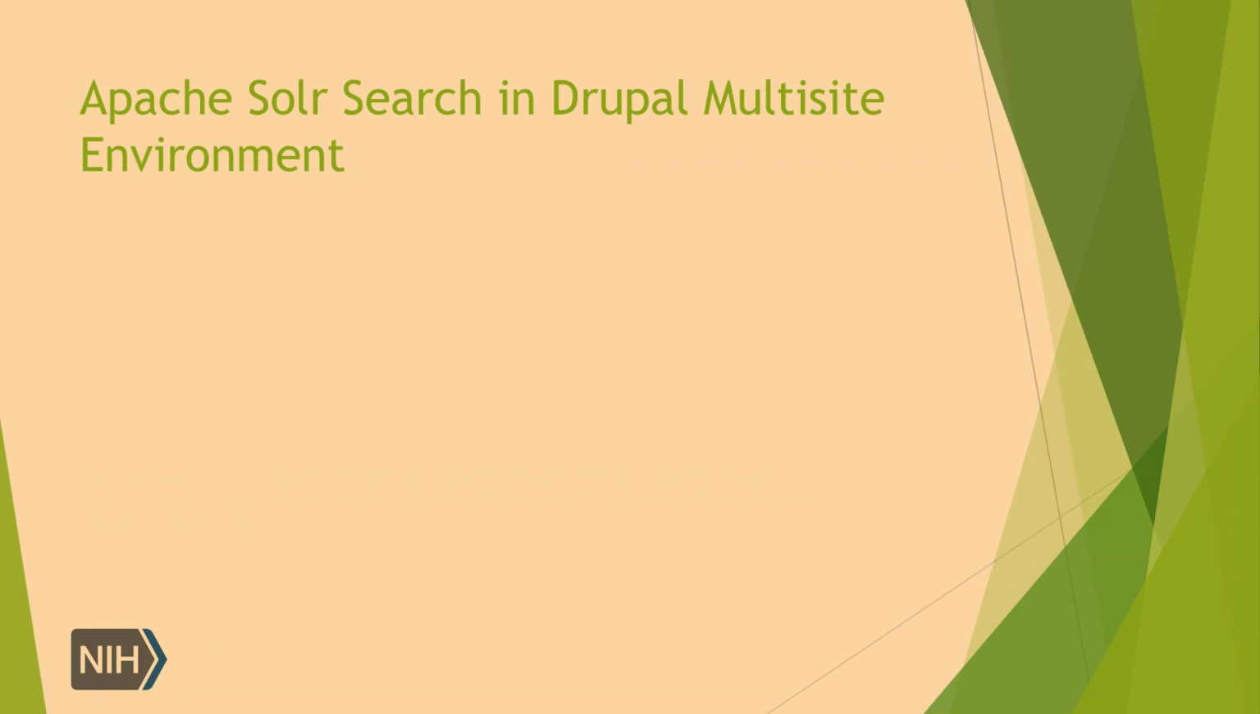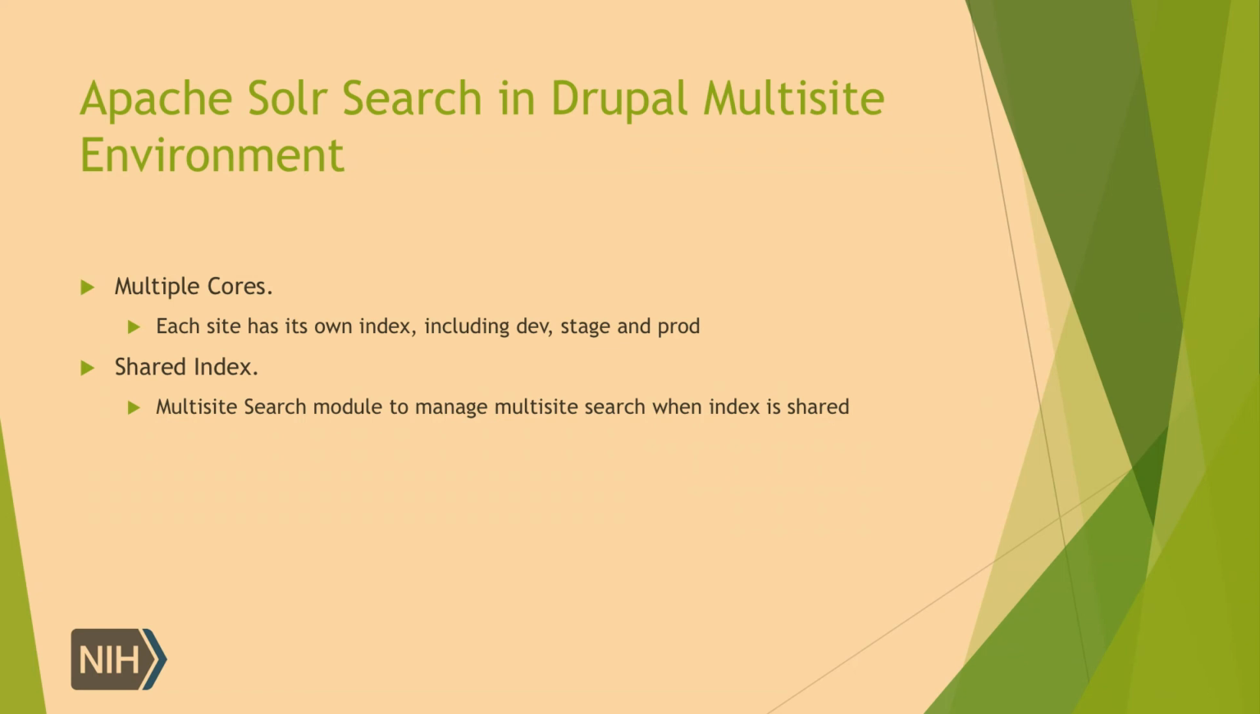All right. So we're done with our Drupal multi-site setup. I want to briefly also show you what we did with search in a multi-site environment. So we use Apache Solr search in our Drupal multi-site environment. And we use a single instance multi-core. Each site has its own index, including the sites on the dev, stage, and prod. Sometimes people choose to use shared index. If you decided to go with the shared index, you can use the multi-site search module to manage multi-site search.